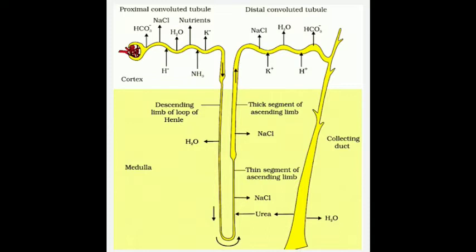In the same way, you can see distal convoluted tubules also absorb NaCl, water, and bicarbonate ions, and secrete out K plus and H plus. Whereas the proximal convoluted tubule secretes H plus and ammonia ions. And as you come down the tubule, you can see the Henle's loop is also serving the purpose of reabsorption and secretion.